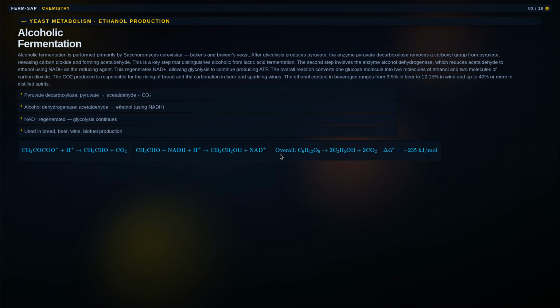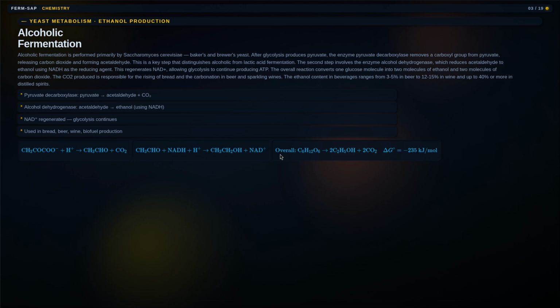After glycolysis produces pyruvate, the enzyme pyruvate decarboxylase removes a carboxyl group from pyruvate, releasing carbon dioxide and forming acetaldehyde. This is a key step that distinguishes alcoholic from lactic acid fermentation. The second step involves the enzyme alcohol dehydrogenase, which reduces acetaldehyde to ethanol using NADH as the reducing agent. This regenerates NAD+, allowing glycolysis to continue producing ATP.